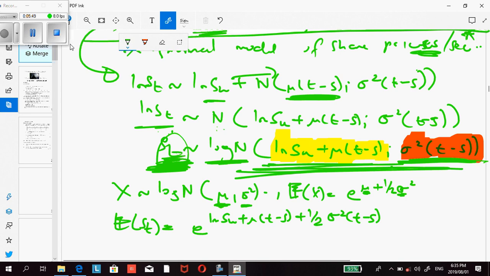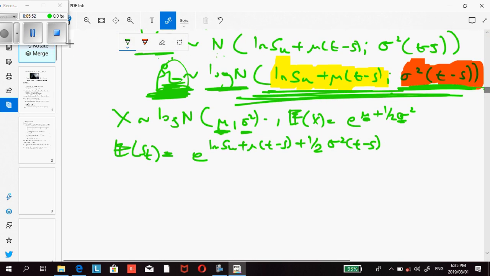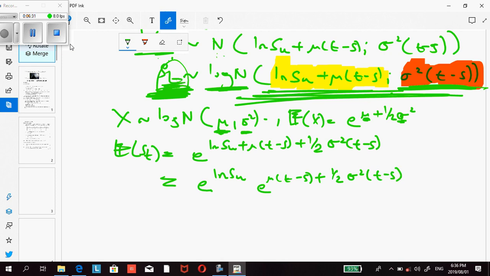Now, sure, I can simplify this because if you look carefully here, what do I have? I have e. Now, I can separate this because remember, if you have got the same base and different exponent and you're multiplying, you can add the exponents, and the opposite is true. So I can say this is the same as e to the power of the natural log of SU multiplied by e to the power of mu into t minus s. And I'm going to add the rest because there's no need to separate it. So half sigma squared t minus s.